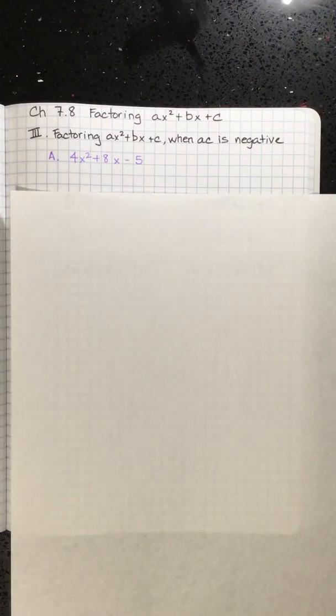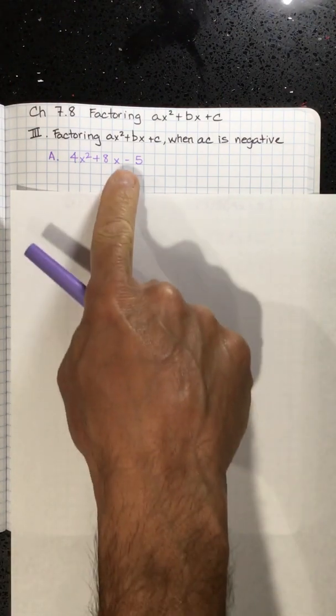Hi there, Algebra. This is section 3 of chapter 7.8, and this is one where we're factoring ax² plus bx plus c when AC, the product of AC, is a negative.